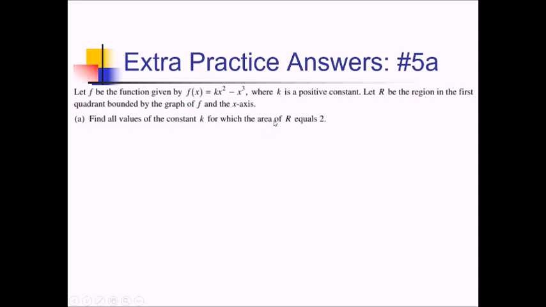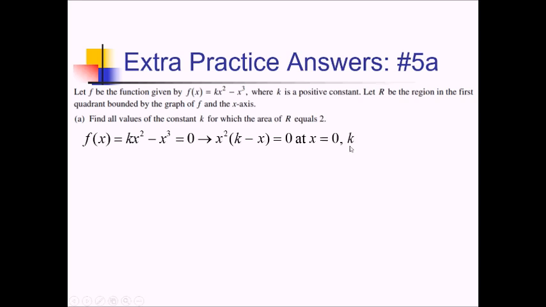So let's talk about the area of R. To figure this out, I'm going to need an integral of the f function over some interval. What interval would that be? Well, it's going to be wherever this function intersects the x-axis, because they said the area R is bounded by the graph of f and the x-axis. So I'm going to have to see where f of x basically equals 0. So we're going to set this whole thing equal to 0 and solve for x. I can start by factoring out an x squared, leaving me with k minus x, and all of that equals 0. So I see this equation is going to be true if x equals 0 or k.